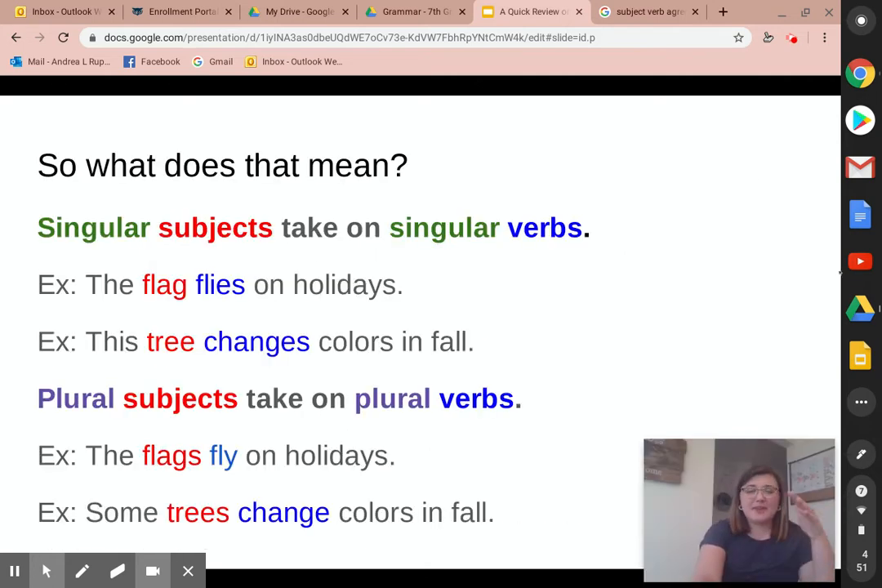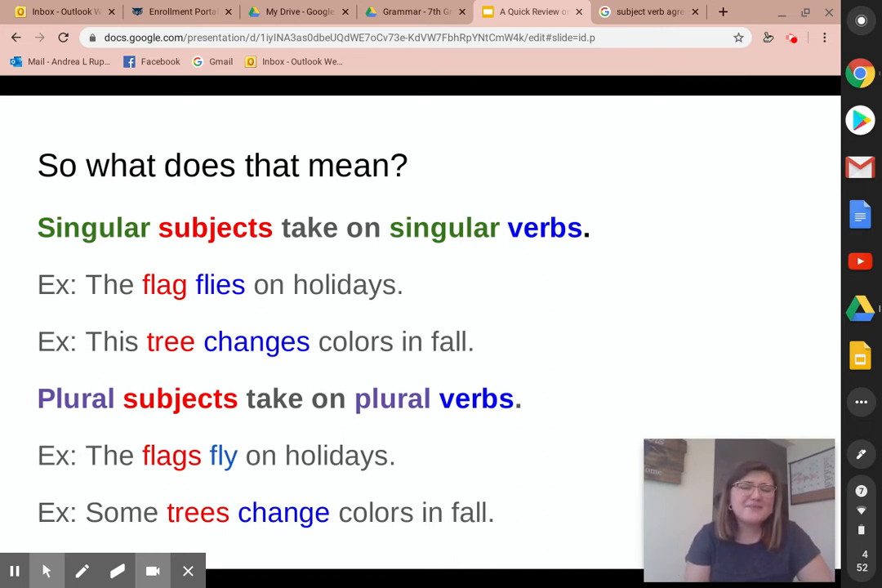So what does that mean? Singular subjects take on singular verbs. They match. Some examples of this are: the flag flies on holidays. Flag being our subject, flies being our verb. Both of these are singular and they match. And then the next example is this tree changes colors in fall. Tree being our subject, changes being our verb.